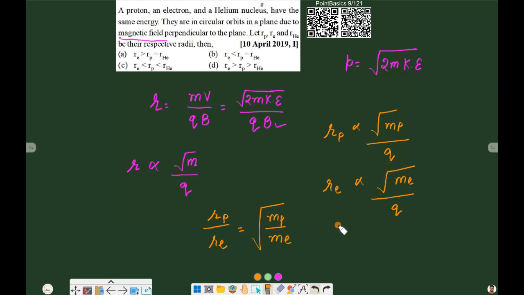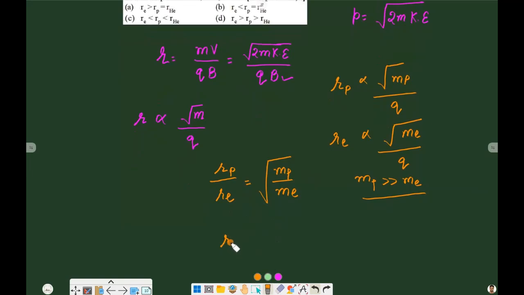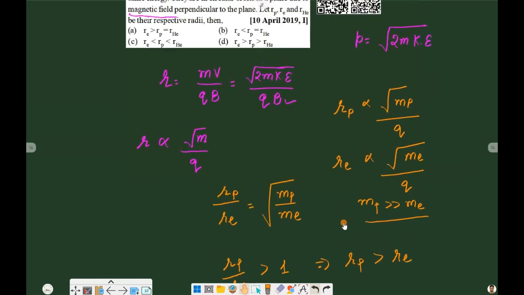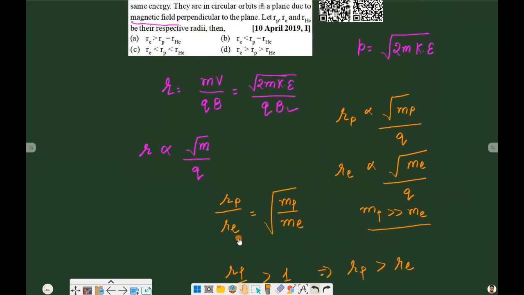We also know that the mass of proton is very much greater than the mass of electron. So this term will be greater than 1, and the square root will also be greater than 1. So we can say that Rp by Re is greater than 1, or in short, the radius of proton is greater than the radius of electron. Here we have only options B and C available.